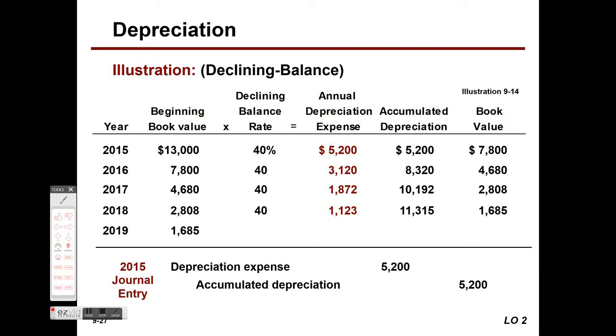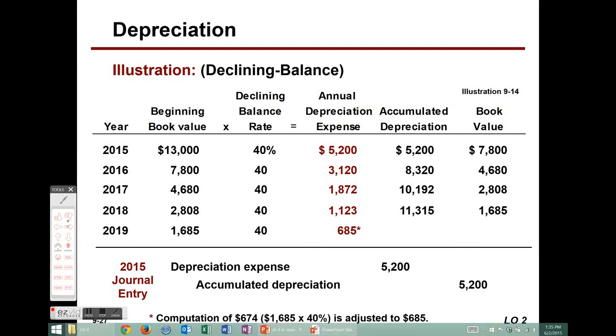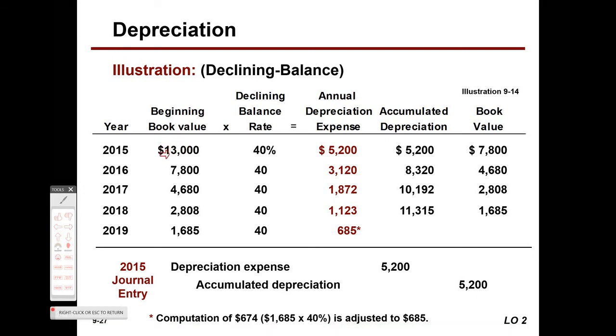All right. So the thing to be aware of in the final year, or towards the end of an asset's useful life when using the declining balance method, is that the last year you don't depreciate below residual. So we ignore the residual value on the front end. We don't subtract it out. But on the back end, we still do not depreciate below that amount.